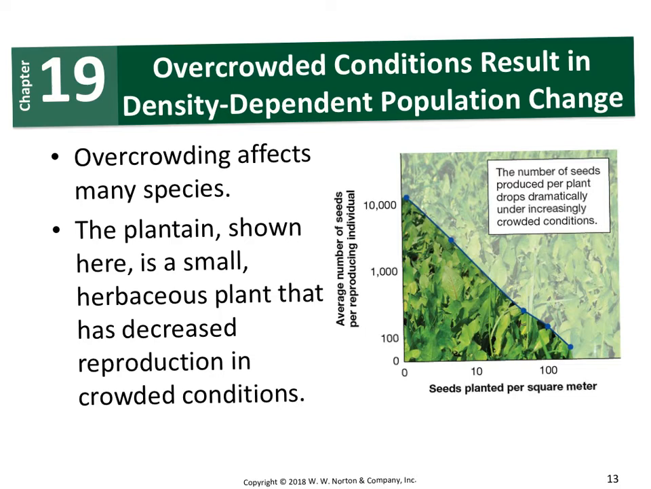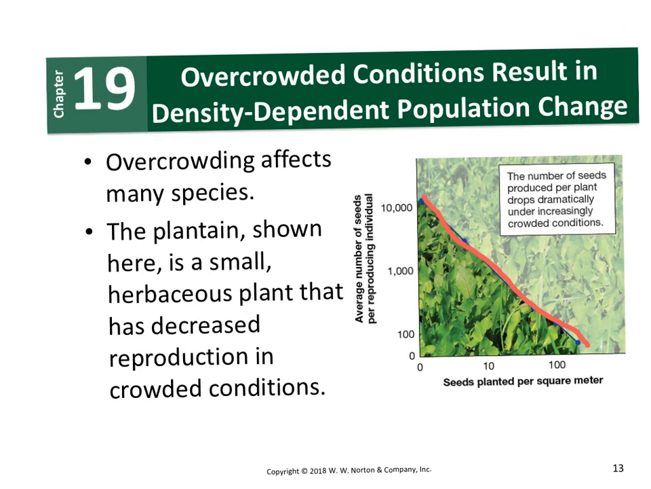And so in terms of this whole area, there's kind of an equilibrium point right here. There's a limit on how many seeds they can produce. When there's low population density, each plant can produce, let's say, 10,000 seeds. And then it declines. Okay, so overcrowding affects many species. What's affecting this plantain shown here, a small herbaceous plant, is decreased reproduction in crowding conditions.